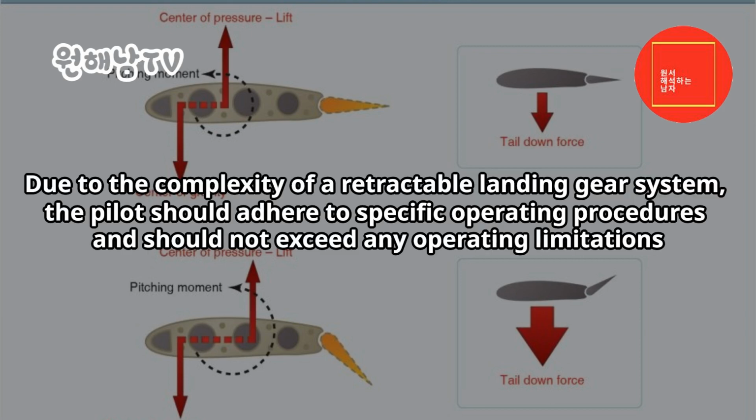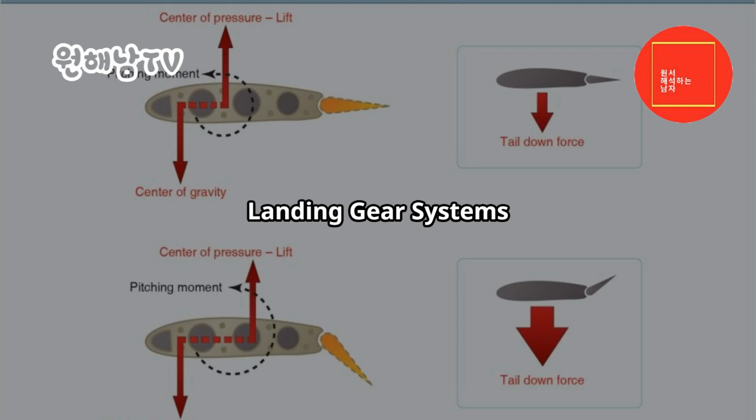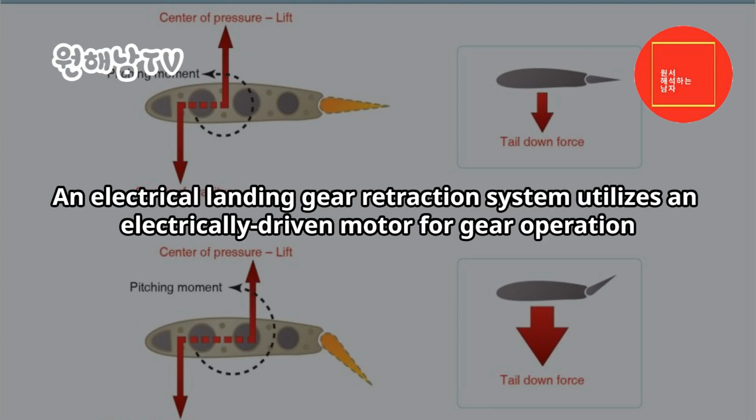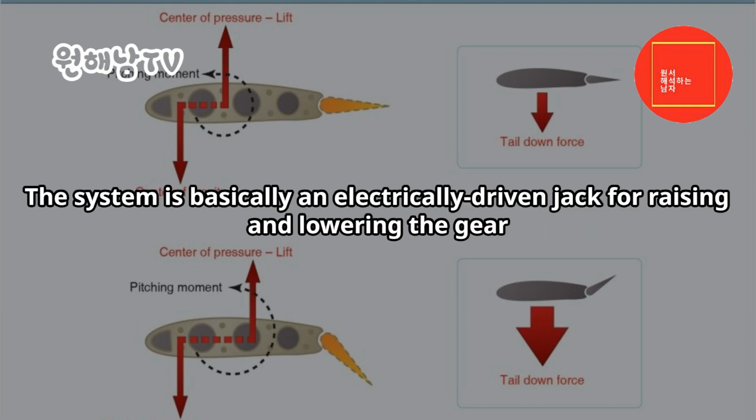Due to the complexity of a retractable landing gear system, the pilot should adhere to specific operating procedures and should not exceed any operating limitations. Landing gear systems. An electrical landing gear retraction system utilizes an electrically driven motor for gear operation. The system is basically an electrically driven jack for raising and lowering the gear.